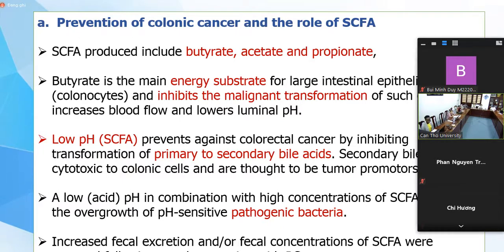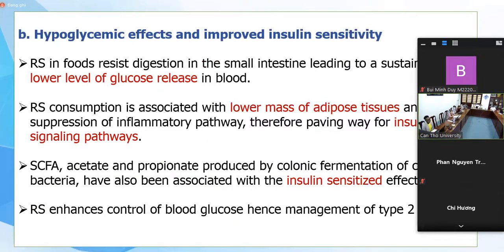Then the low pH also prevents pathogenic bacteria, and it also helps in increasing fecal excretion, and the fecal concentration of short-chain fatty acids is reported in many studies supplemented with resistant starch. The other advantage is hypoglycemic effects after consuming resistant starch.